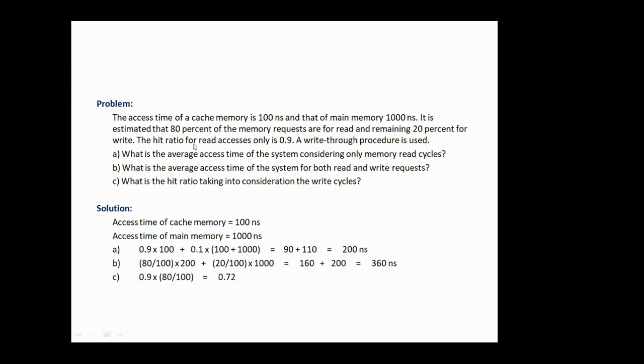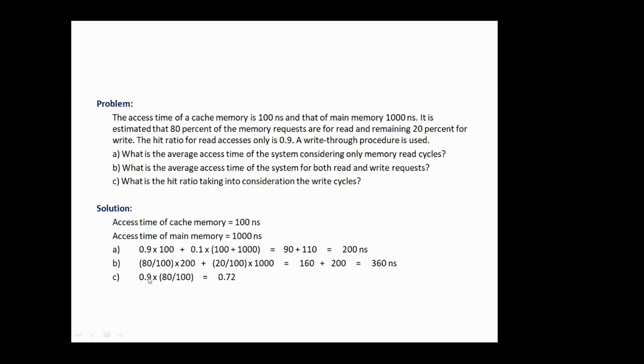Okay, the hit ratio was given, but it was given for only read. If we consider only read, the hit ratio is 0.9. So if we consider the write also, what will be the total hit ratio? And we know that this 0.9 is concerned with only 80%. So we will multiply the two.